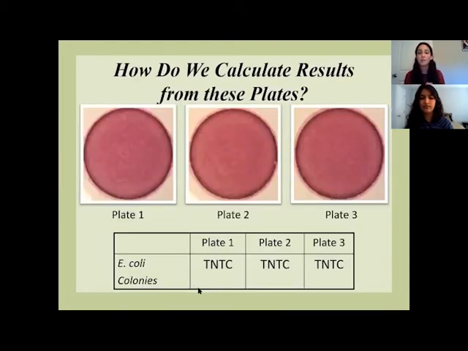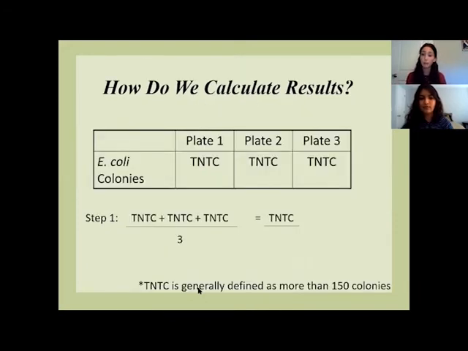So if y'all remember, we have those TNTC plates, the ones with a lot of E. coli on there. So it's kind of weird because this isn't a real number. So how do we go about calculating our results for TNTC? Well, the answer is that it's TNTC. It's pretty easy, actually. Since they are just kind of a general number, above 150 colonies, again, we're not asking you to count that high. There's no way of actually having a real number answer. And so it's literally just still TNTC.